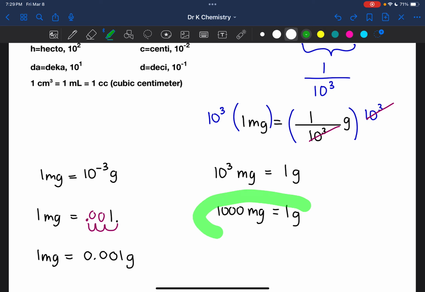It's only 0.001 of a gram. So it might be easier to just turn that around and say in 1 gram, there are 1,000 milligrams. And you can express this conversion as either of the two ways. It really doesn't matter. The math will work out the same way. It's really a matter of preference and what you feel comfortable with.